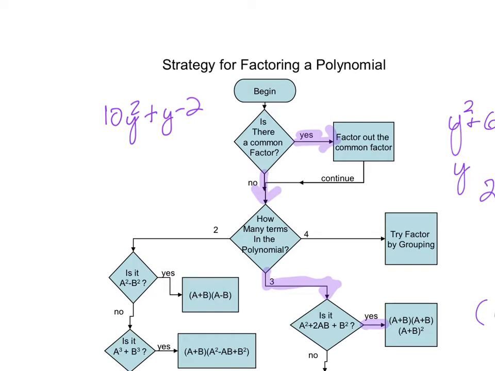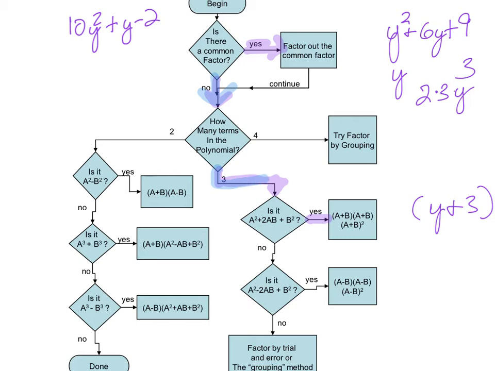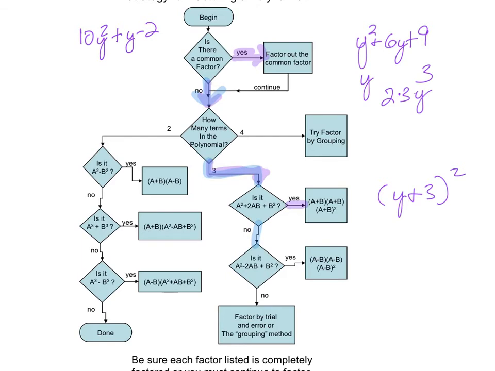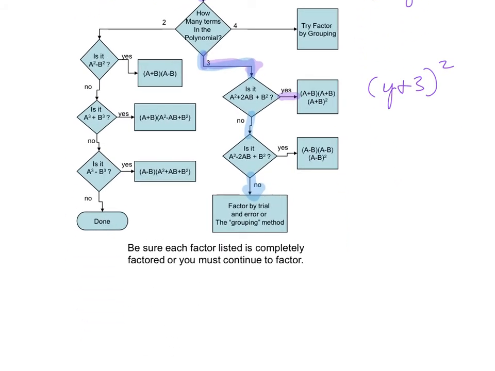Is there a common factor? No. So now I go straight down. How many terms in the polynomial? 3 again. So I follow the 3 branch. Is it a squared plus 2ab plus b squared? No. So that means we go straight down. Is it a squared minus 2ab plus b squared? No. All right, so now it tells me I should factor by grouping or trial and error. Okay, so this is again how we're going to be following these decision trees.